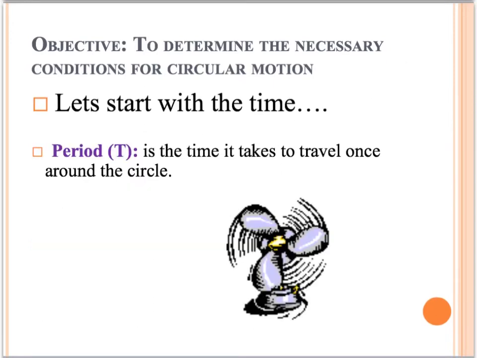So let's start with the time. The time it takes for an object to travel once all the way around in a circle is called a period. And that is with a capital T. So instead of a lowercase t for time, the capital T is a special kind of time, and that's the time it takes for an object to go all the way around in a circle one time.